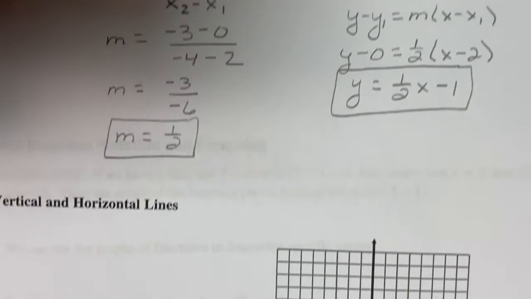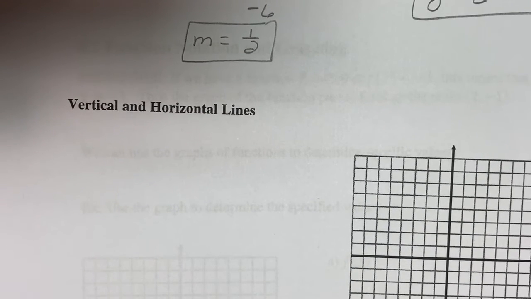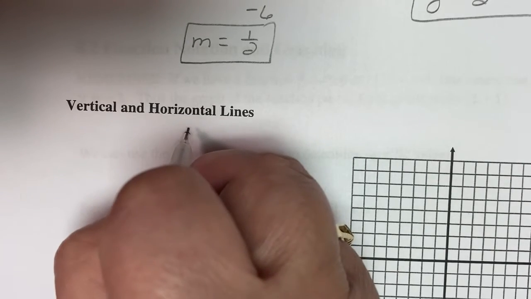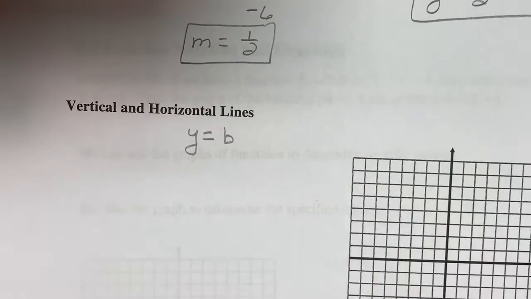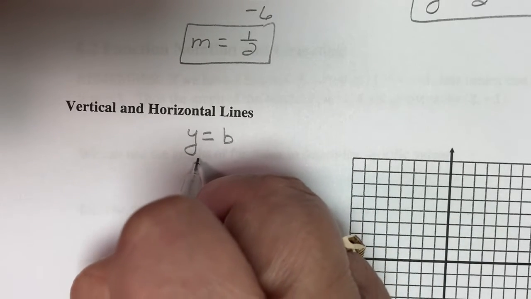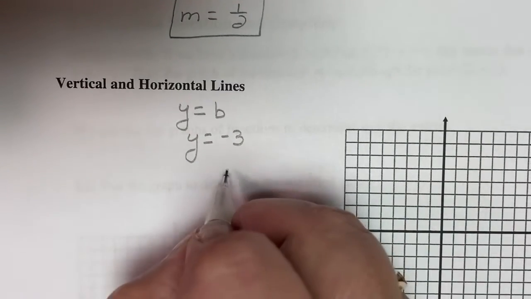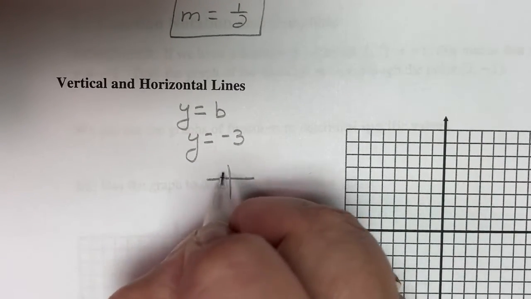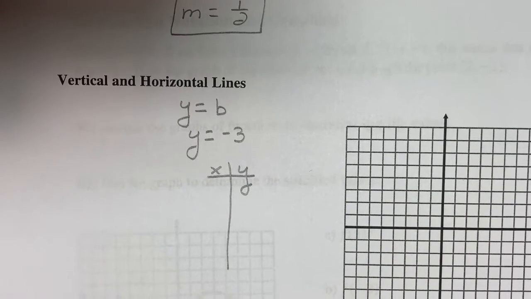All right, let's take a quick look at vertical and horizontal lines. A horizontal line is a line of the form y equals b. It is a y equals. An example of a horizontal line might be y equals -3. Now, if you forget which one is horizontal and which one is vertical, let me show you how you can remember.